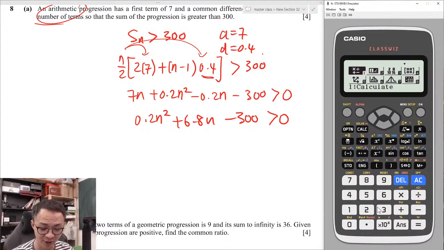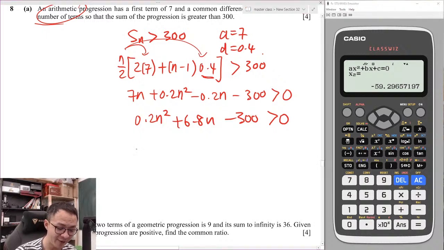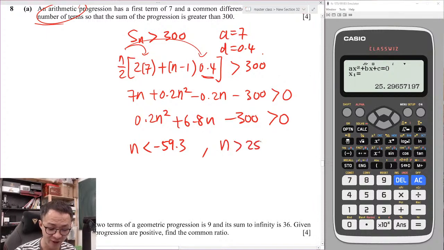Then I use the EQN mode to do it. So I go for the equation, polynomial degree is 2. 0.2 here, 6.8 next. Yeah, this one should be 6.8. Okay, so I have two answers. I check my answer first. So I know my n must be less than negative 59.3, or my n must be bigger than 25.3.